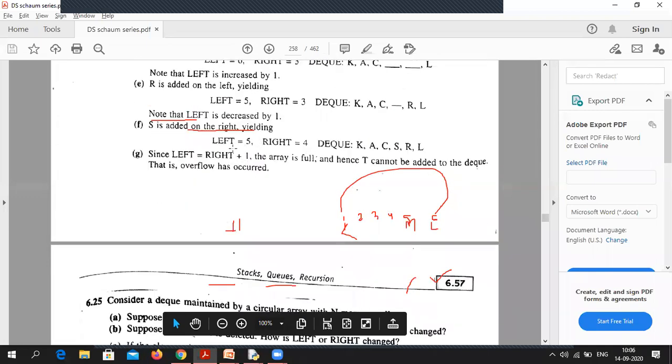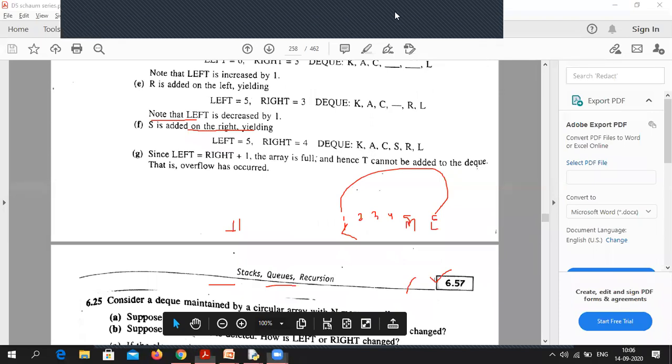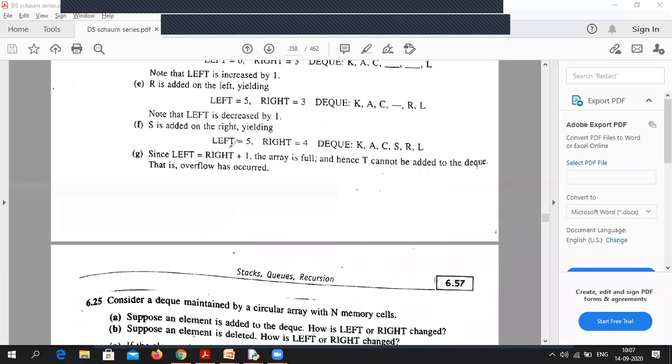Now can you add at the right end? Can you add at the right end when left is 5 and right is 4? No. Why? Because your array is full, because left is equal to right plus 1. So this is your queue is full. You can't add. Okay. So this is all about DQ.